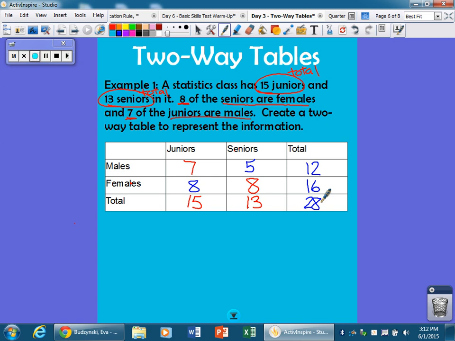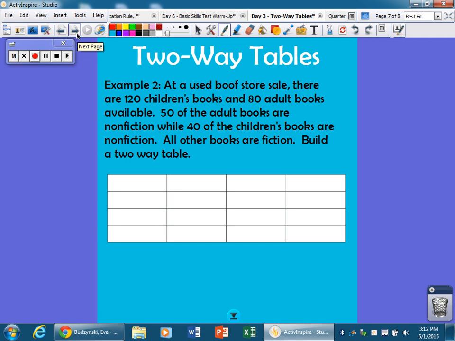Example 2. At a used bookstore, I spelled book wrong. At a used bookstore sale, there are 120 children's books and 80 adult books available. 50 of the adult books are nonfiction, while 40 of the children's books are nonfiction, while all other books are fiction. Build a two-way table. So I made this one a little harder. The reason it's a little harder is because I did not fill in the actual data at the top of the rows and the columns. You're going to have to fill that in.